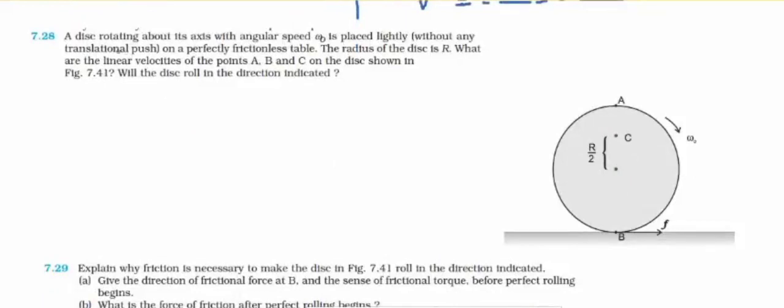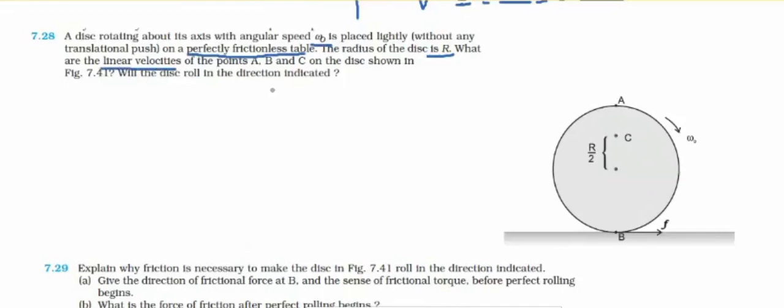A disk rotating about its axis with the angular speed omega naught, which is shown in the diagram, is placed lightly without any force on a perfectly frictionless tip. The radius of the disk is r. Then what are the linear velocities of points A, B, and C?